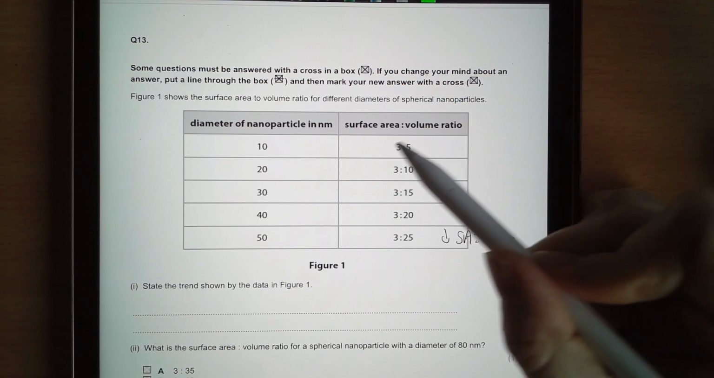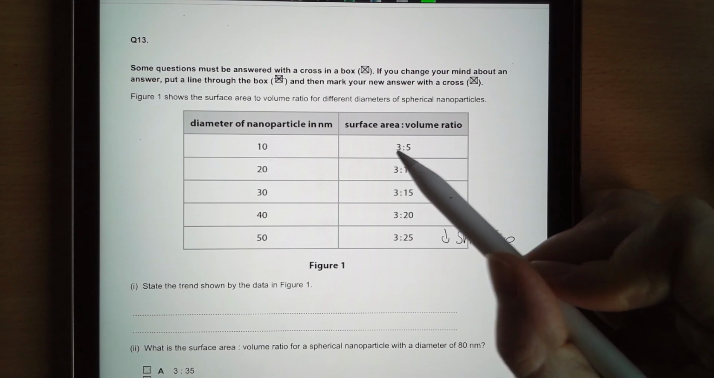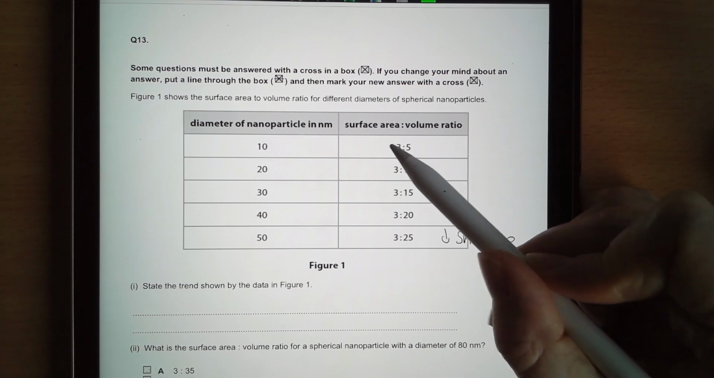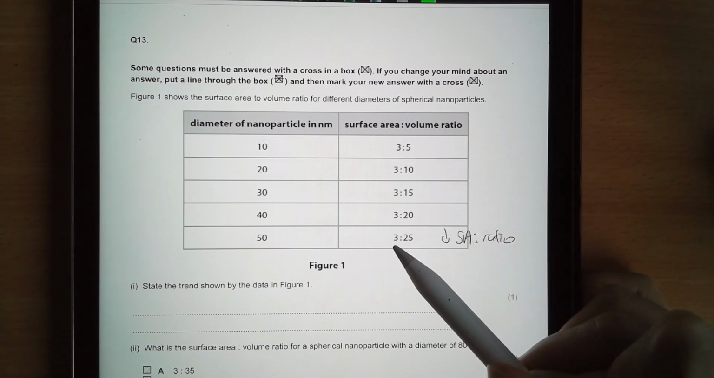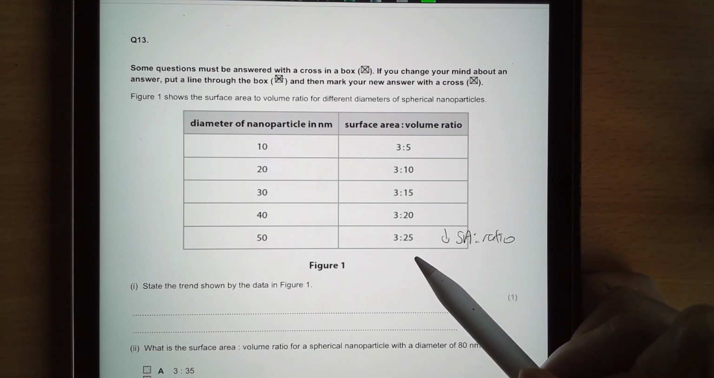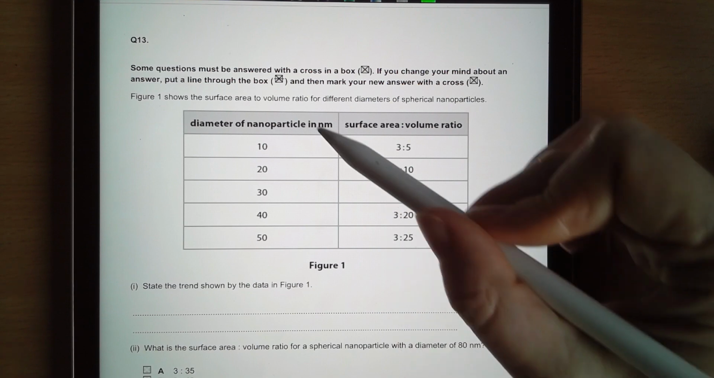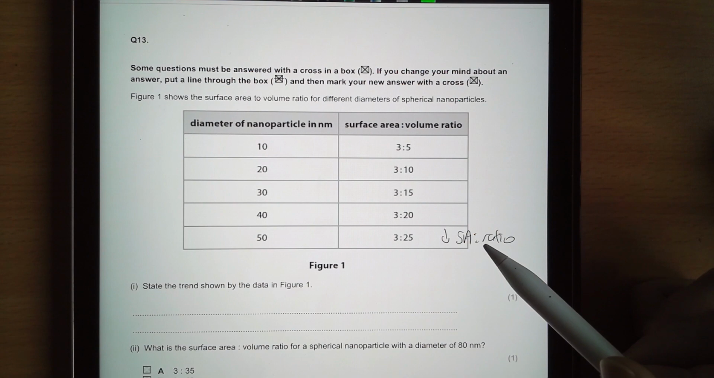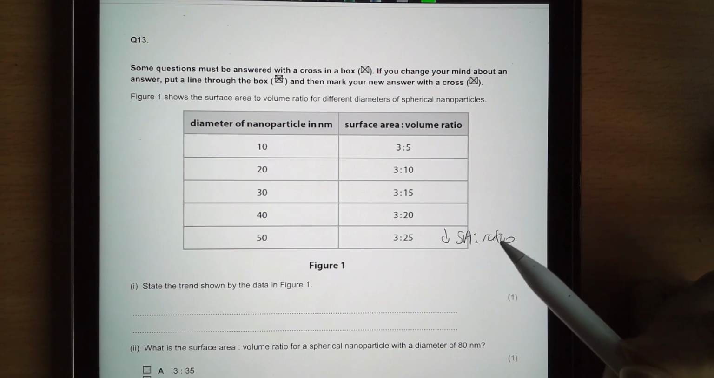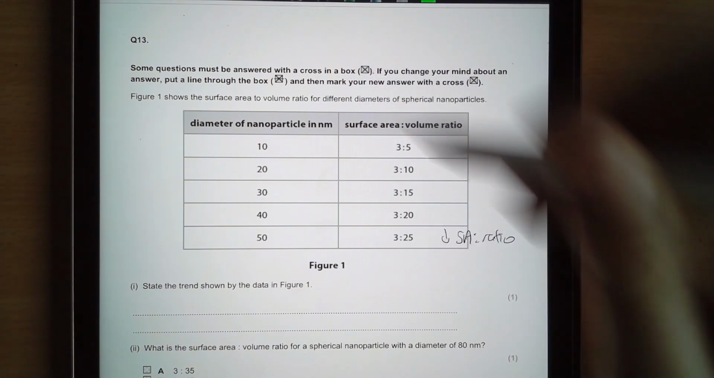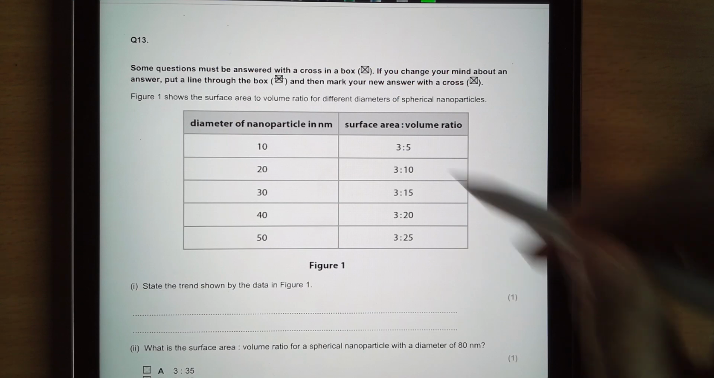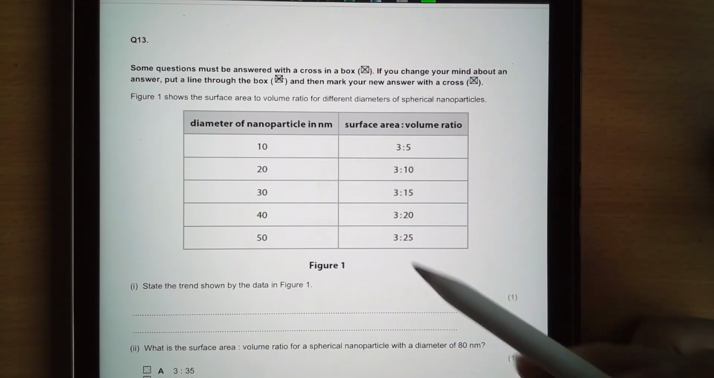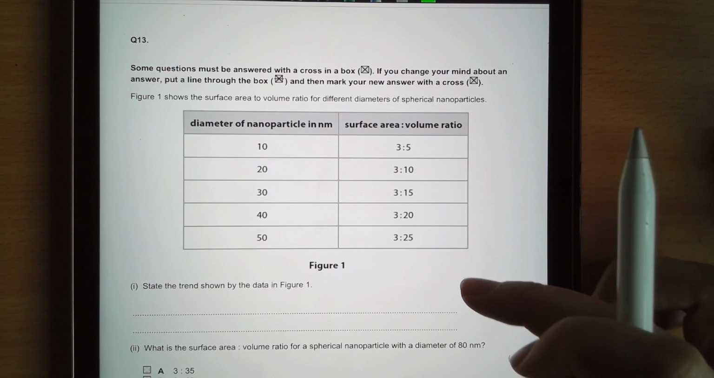So when the two numbers are close together, so 3 and 5, we say we have a high surface area to volume ratio. When there's a bigger difference between the two numbers, we say we have a low surface area to volume ratio. So when they're asking you for the trend, you're going to say as the diameter of the nanoparticle gets bigger, the surface area to volume ratio decreases. I don't know why I wrote that totally wrong. Surface area to volume ratio decreases as the diameter gets bigger. So the further those two numbers are from each other, the smaller the surface area to volume ratio.